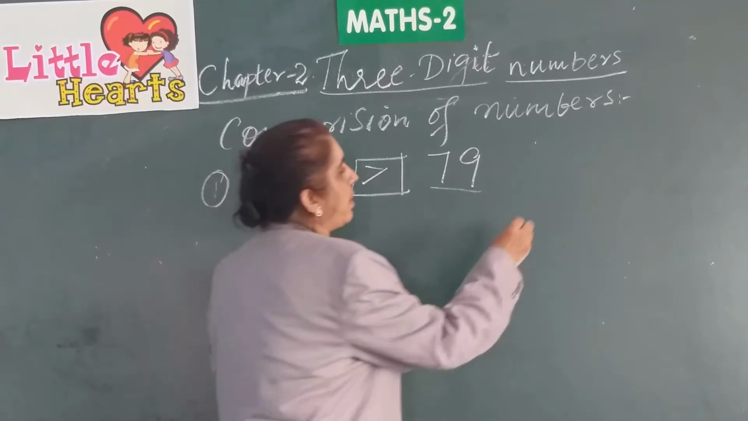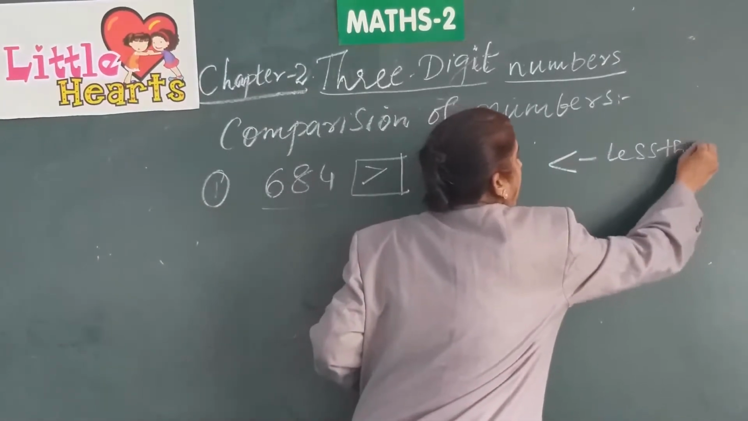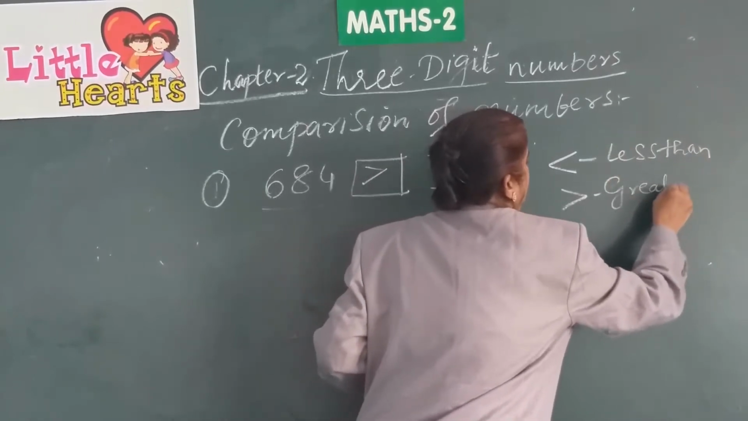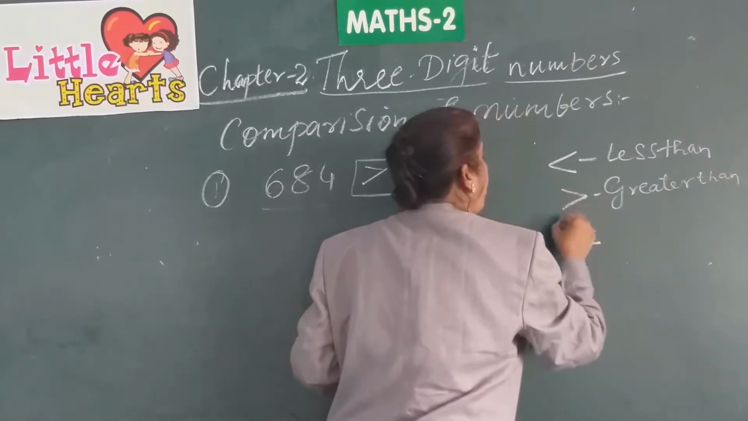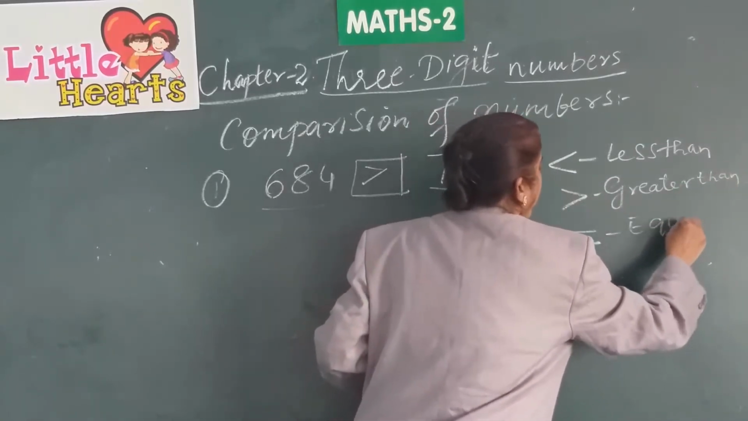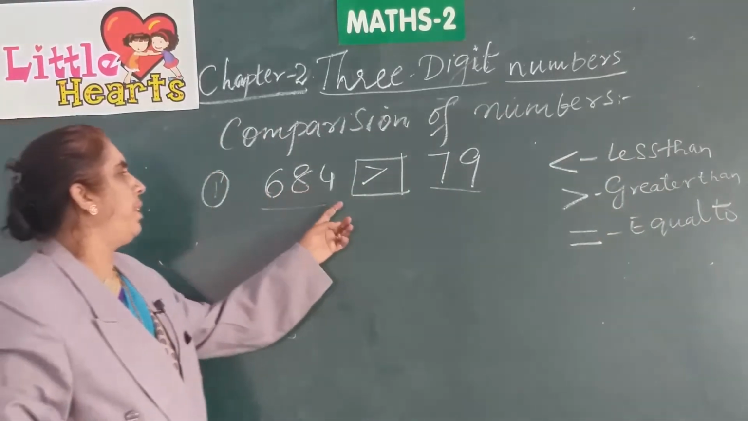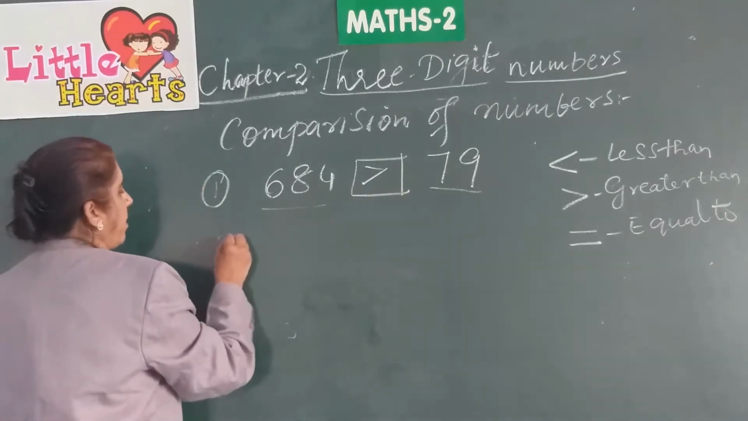Put greater than. Children, we have to remember that we use these symbols: less than, greater than, equal to, to compare the numbers. So here 684 is greater than 79.